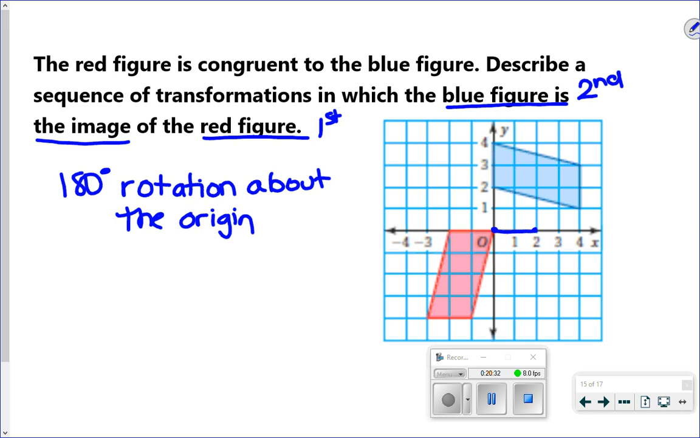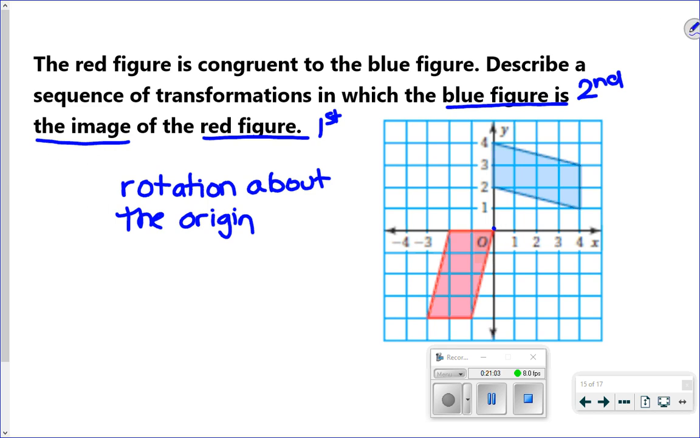And then let's see, this would be 1, and this would be 1, 2, 3, 4. So let's see, 1, 2, 3, 4. It looks like that would look like this. So now that I'm looking at it, I don't think 180 degrees is the right amount of degrees, although it is a rotation. So I do need to go back and think about how many degrees I want it to be.